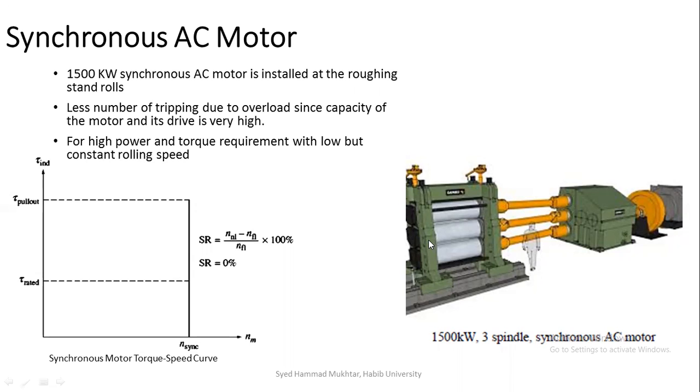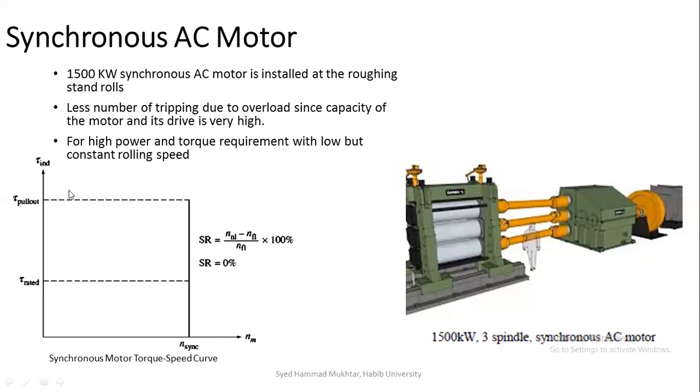So basically, this motor rolls the red hot steel through 5 paths after coming out of the furnace. And the reason for using a synchronous AC motor at this point is the requirement of high power and high torque, but with low and constant rolling speed.